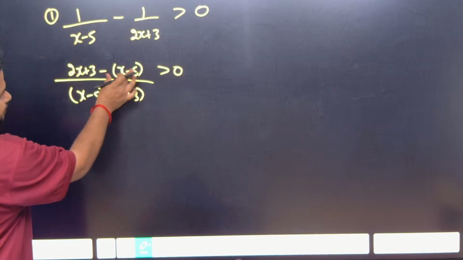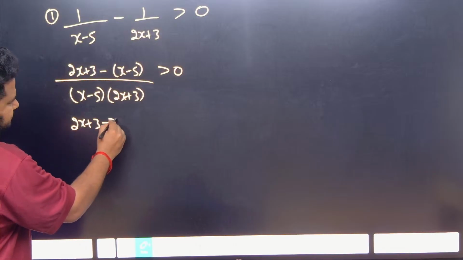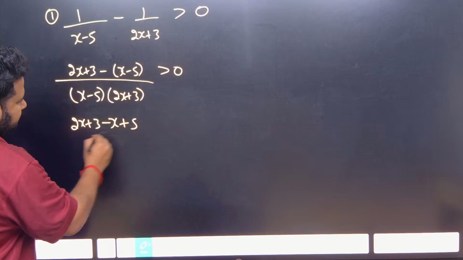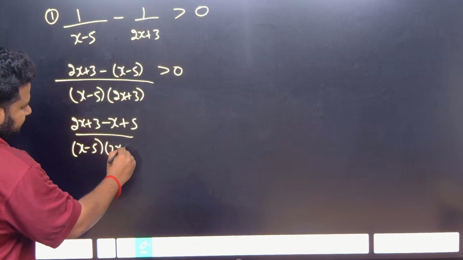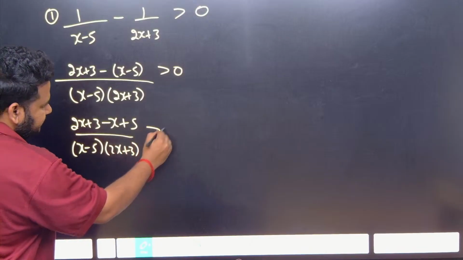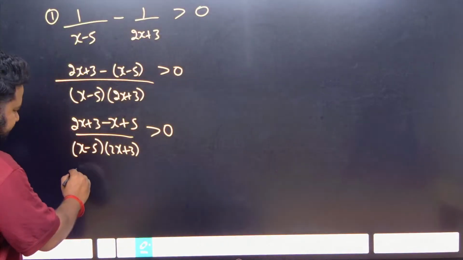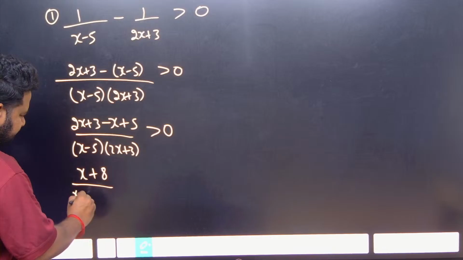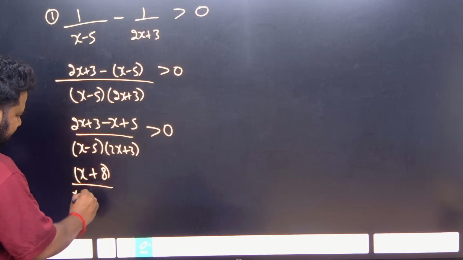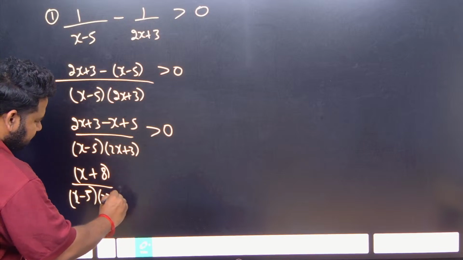Now I will open this bracket. This will become 2x + 3 - x, minus into minus is plus 5, divided by (x - 5)(2x + 3). This is greater than 0, friends. So 2x minus x is x. 3 plus 5 is 8. So we have (x + 8)/((x - 5)(2x + 3)).